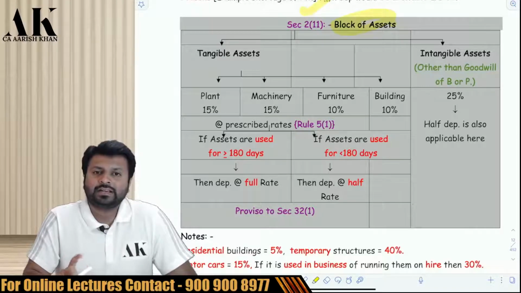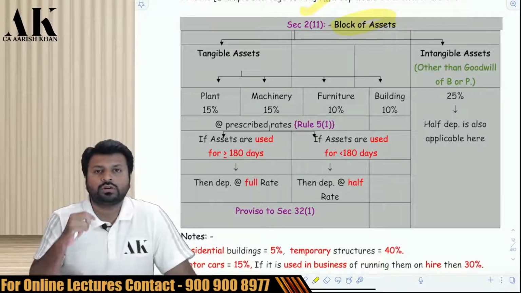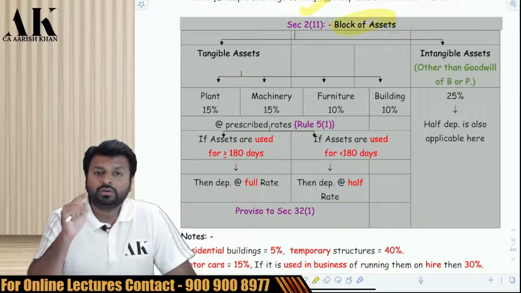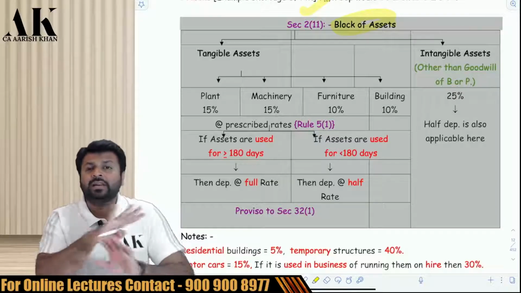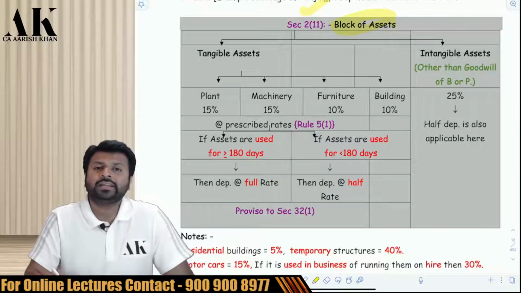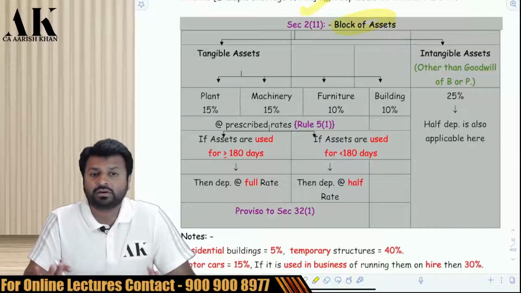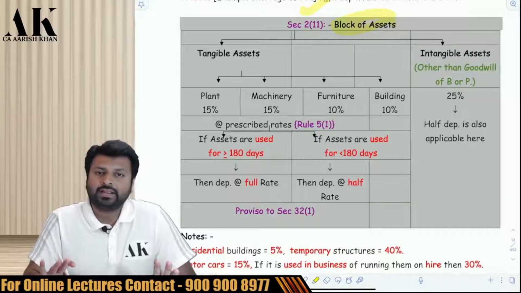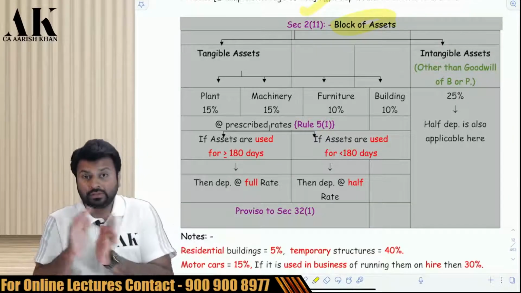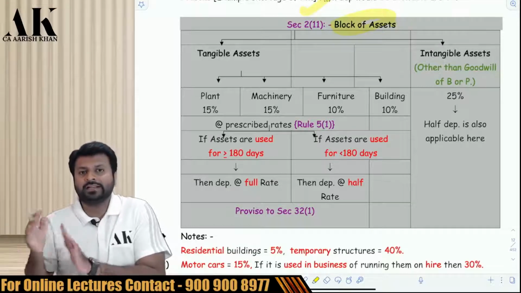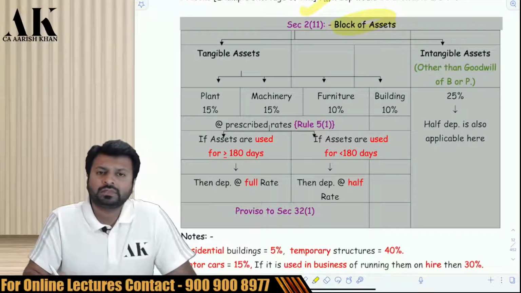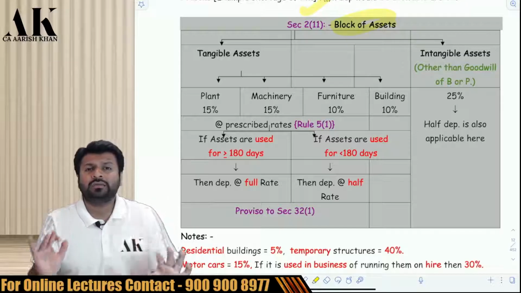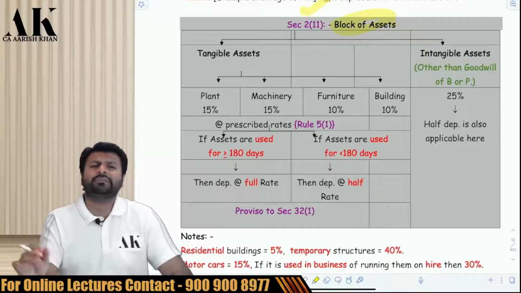So intangible assets are depreciated at 25%. Now, Finance Act 2021 has said that intangible assets can include patent, copyright, trademark, license, franchise, or any other business or commercial right, but intangible asset will not include goodwill of business and profession from this year onwards. From Finance Act 2021, and that is retrospective by 1 year. That it is applicable from 2020-21. From financial year 2020-21, you are not going to get any depreciation on goodwill.